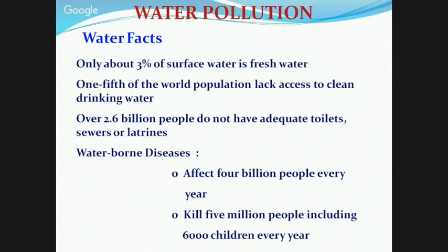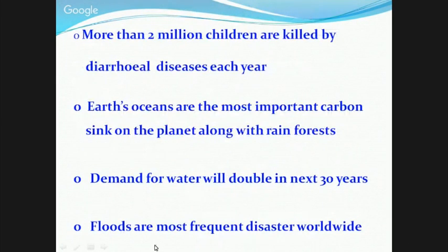So that means only about 3% of surface water is fresh water. One-fifth of the population lacks access to clean drinking water. Over 2.6 billion people do not have adequate toilets, sewers, or latrines, and because of waterborne diseases, I think 4 million people are getting affected, and it kills 5 million people, including 6,000 children per year. So more than 2 million children are likely to be killed by diarrhea cases alone.